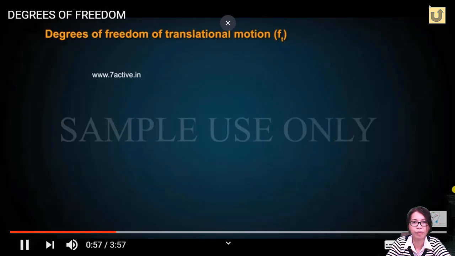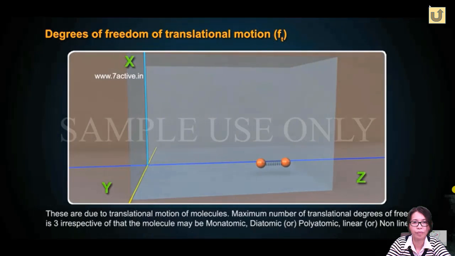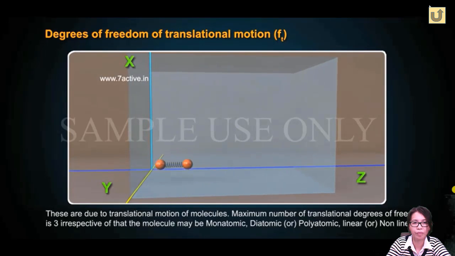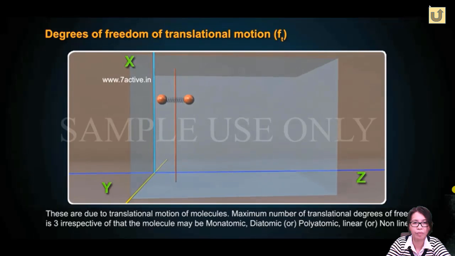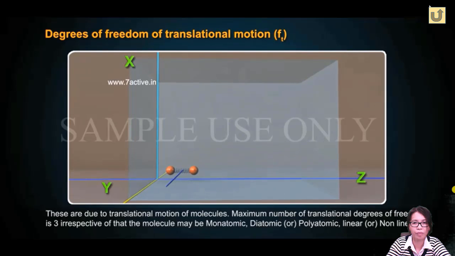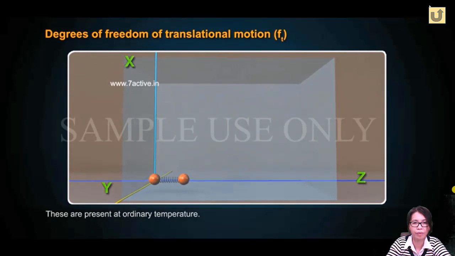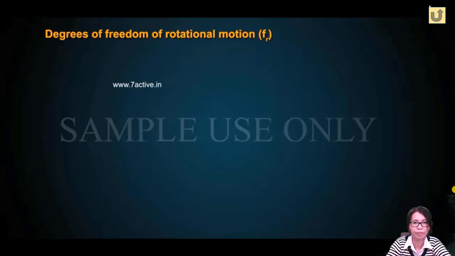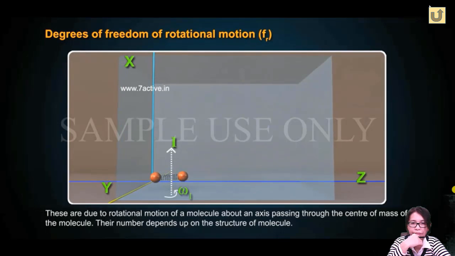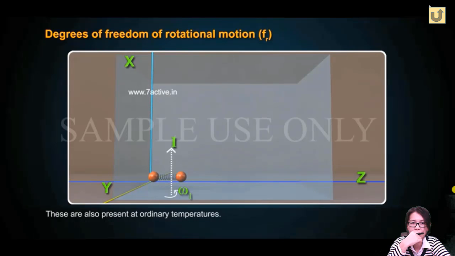Degrees of freedom of translation motion, F. These are due to translation motion of the molecule. The maximum number of translation degrees of freedom is present irrespective of whether the molecule is monatomic or polyatomic, linear or non-linear. They are present at ordinary temperature. Degrees of freedom of rotational motion, F1. These are due to rotational motion of a molecule about its axis through the center of mass of the molecule. The number depends upon the structure of the molecule. They are also present at ordinary temperature.